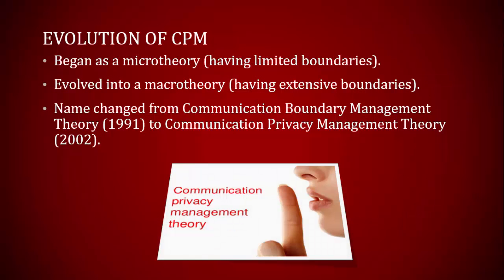The CPM theory has evolved over the years. It began as a micro-theory having limited boundaries, which were confined to privacy management within a marital dyad. But it evolved into a macro-theory having extensive boundaries, which expanded to include a variety of interpersonal relationships, including groups and organizations. The name changed from Communication Boundary Management Theory in 1991 to Communication Privacy Management Theory in 2002. Petronio believed that the new name better reflected the focus on private disclosures. And in 2004, Petronio wrote an article about CPM which was subtitled Please Stand By, indicating that the theory continues to evolve.